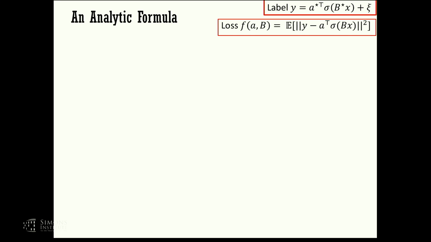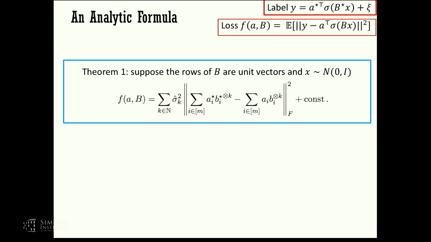So recall this is the setting. We have a neural network as a ground truth, and we consider L2 loss. So here is the theorem. Suppose the rows of B are unit vectors, which is a reasonable assumption, and X is from a spherical Gaussian. Then we have this gigantic formula for the population risk. Let me parse this for you. Let me first explain the notation.